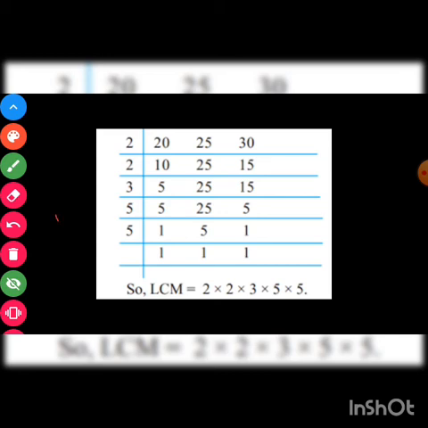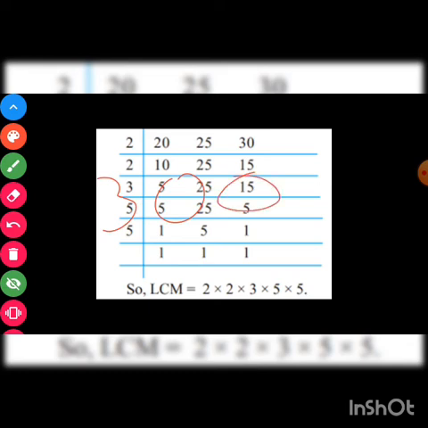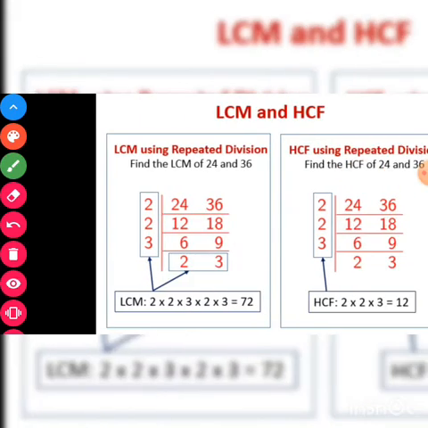So now let us multiply and find out what answer we will get. 2 into 2 into 3 into 5 into 5. So 2 2s are 4, 4 3s are 12, 12 5s are 60 and 60 5s are 300. So the LCM of these 3 numbers will be 300. So you will now solve these exercises which are given in the RS Agarwal.